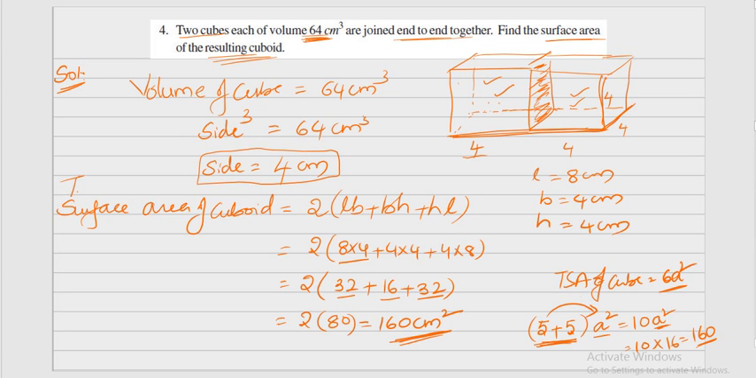If you take them individually, you get 6 faces from this and 6 faces from this, but when you combine them, we have 2 faces less. Based on that we can find the surface area of this cuboid, right?